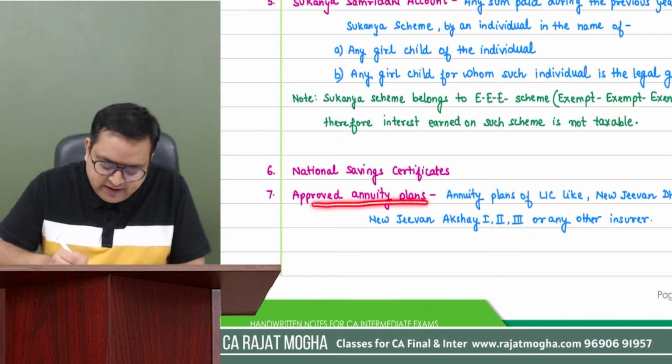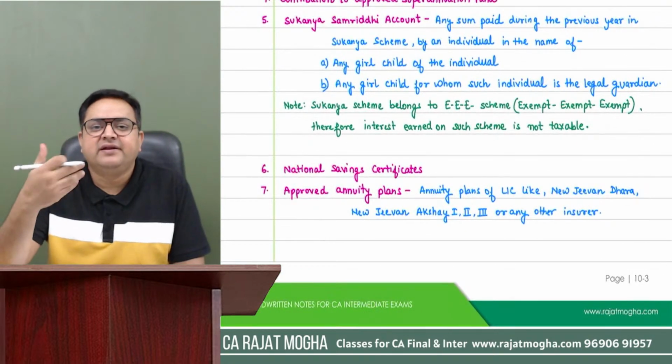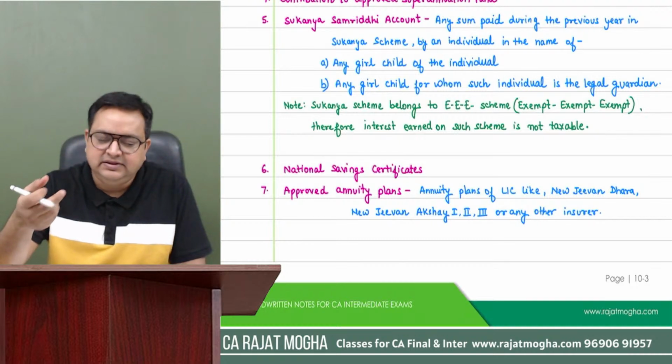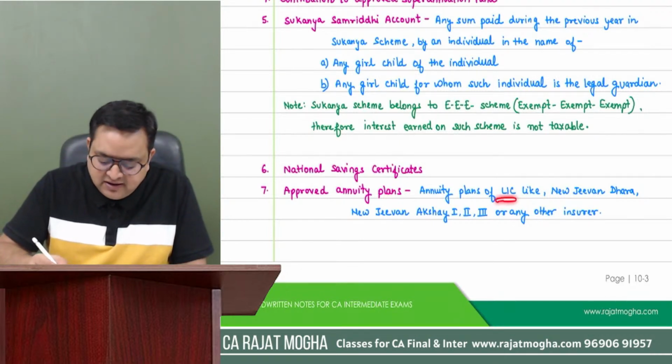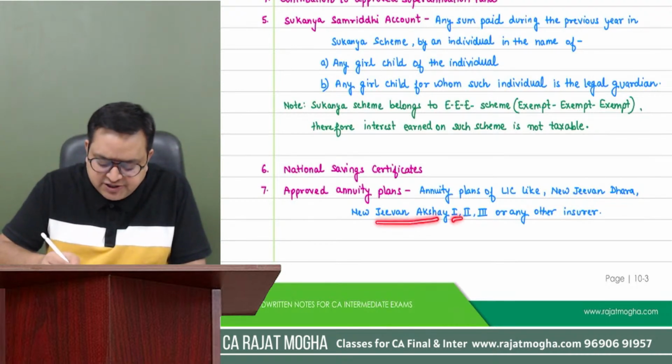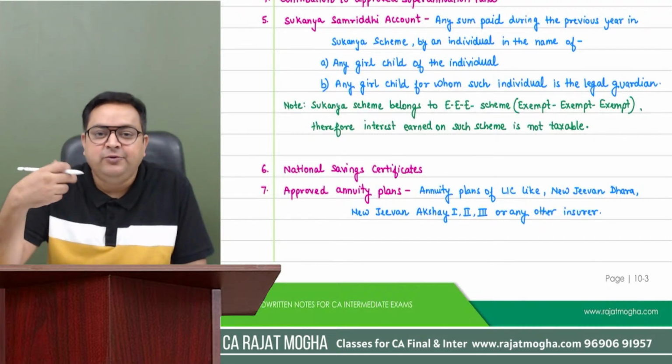And approved annuity plans. Annuity plans are where you keep on depositing a regular amount in these types of funds. These plans are mainly introduced by LIC. You don't have to remember the names. This is New Jeevan Dhara, New Jeevan Akshay 1, Akshay 2, Akshay 3, or any other insurer. So these are kinds of annuity plans.